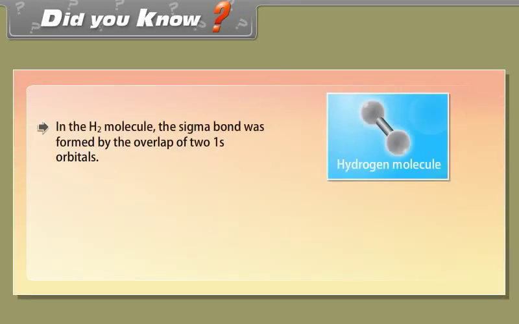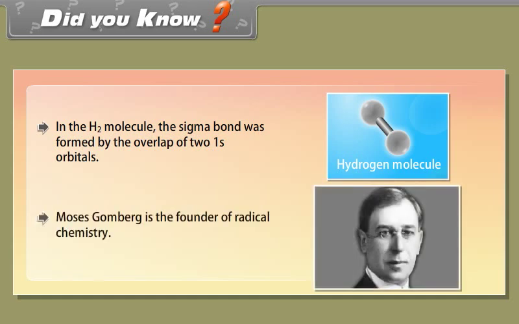Did you know? In the hydrogen molecule, the sigma bond was formed by the overlap of two 1s orbitals. Moses Gomberg is the founder of radical chemistry.